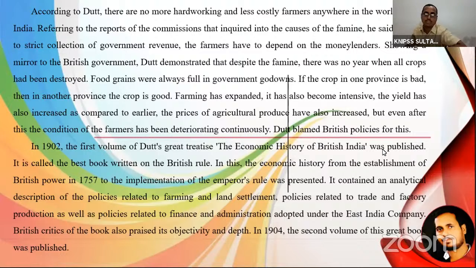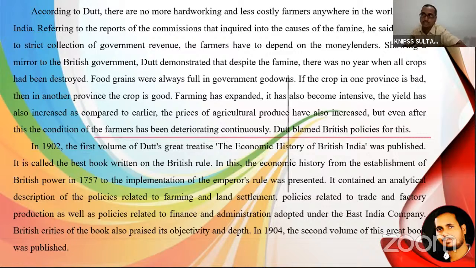According to Datta, there were no more hardworking and less costly farmers anywhere in the world than in India. Indian farmers are more hardworking, and the cost of the Indian farmers is also a bit lower than in other areas of the world. So why should the Indian farmers be facing these problems? Referring to the reports of the commissions that inquired into the cause of the famines, he said that due to strict collection of the government revenue, the farmers have to depend on the moneylender. The government was not taking any incentive, not taking any remedies for the Indian farmers, for money support, for other financial support, and other moral support.